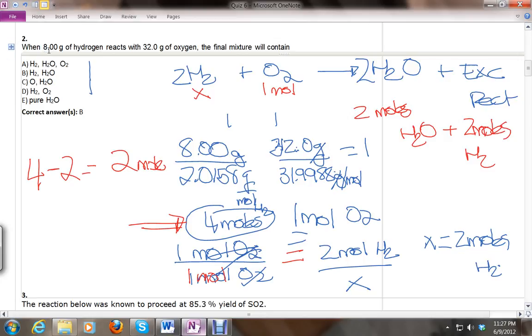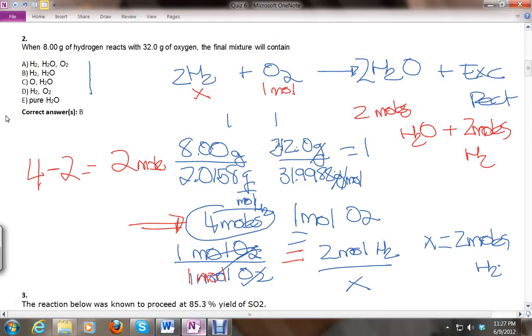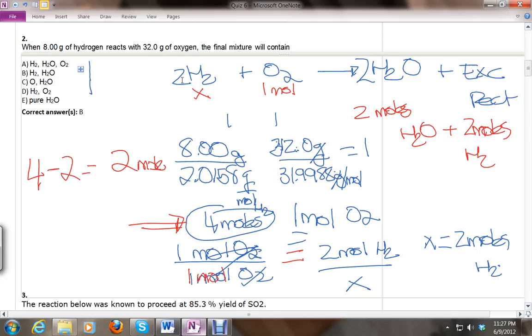On this one, what I was explaining is that you have to find out the moles. What they're asking here is what do you have at the end? Of course, hydrogen and oxygen are going to produce water, but you're going to have either pure water as the product, or an excess of one of the reactants, or both. What do you think you have to do here? Find the limiting reagent with 8 grams of hydrogen and 32 grams of oxygen.